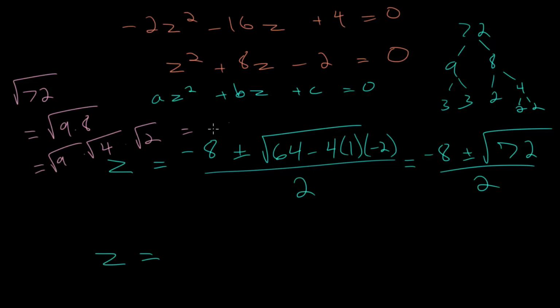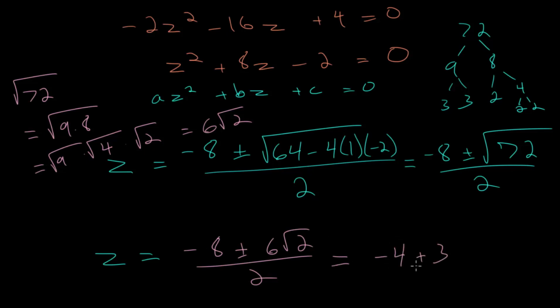This is 3, this is 2, so we get 6 root 2, meaning that this simplifies to -8 plus or minus 6 root 2, all divided by 2. And we can divide them each by 2 so that we get -4 plus or minus 3 root 2. So this right here, these should be both of our critical points for our function.